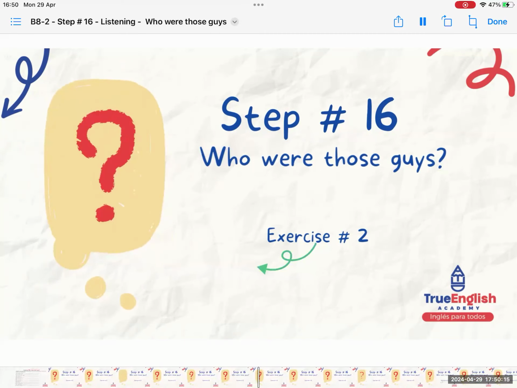Number 6. Steve Jobs was the man who founded Apple. Found it. Fundó. Number 6. Steve Jobs was the man who founded Apple. Easy.